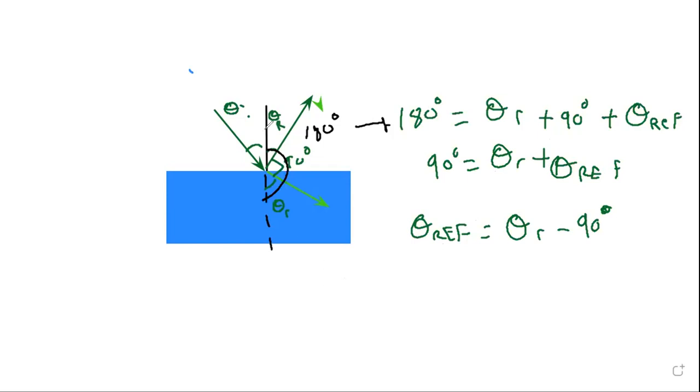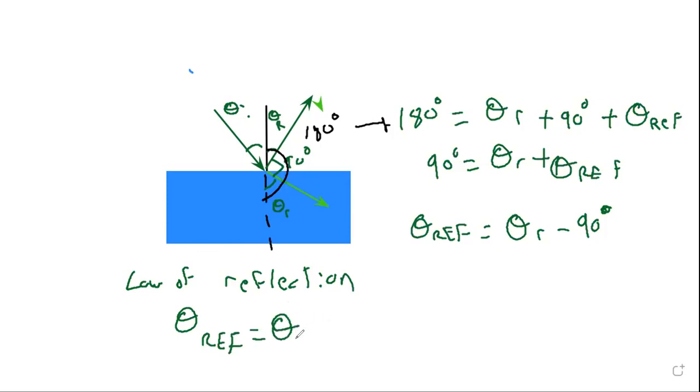Now I'm going to take advantage of the law of reflection, which tells me that the reflected angle is just the same as the incident angle. So then I can plug this in here and get a relationship between the incident angle and the refracted angle.